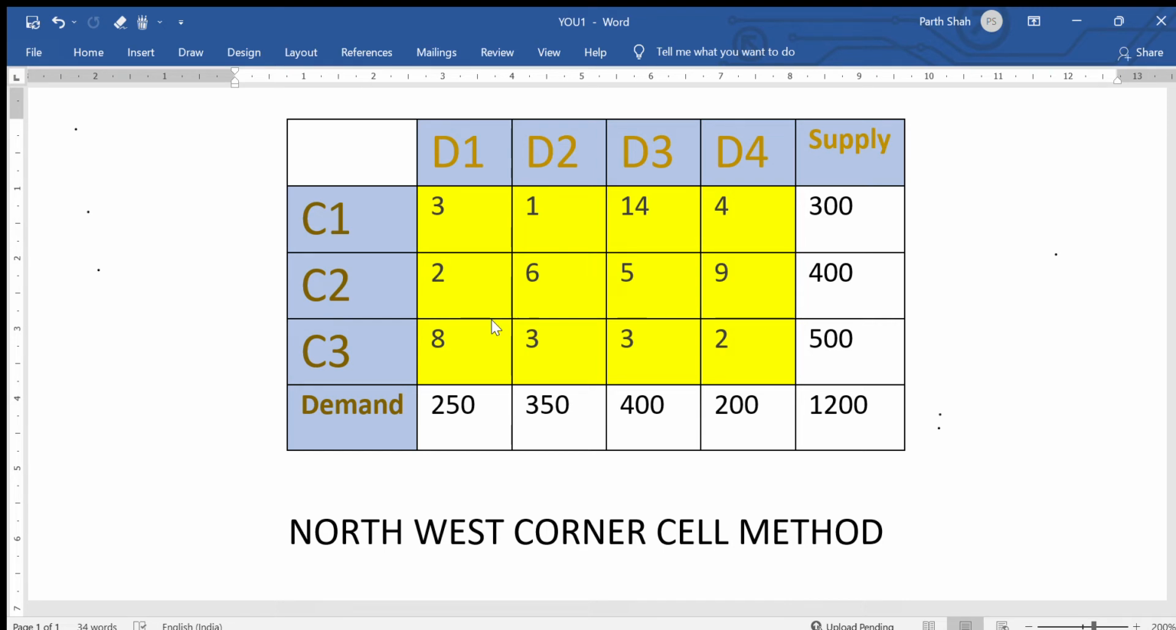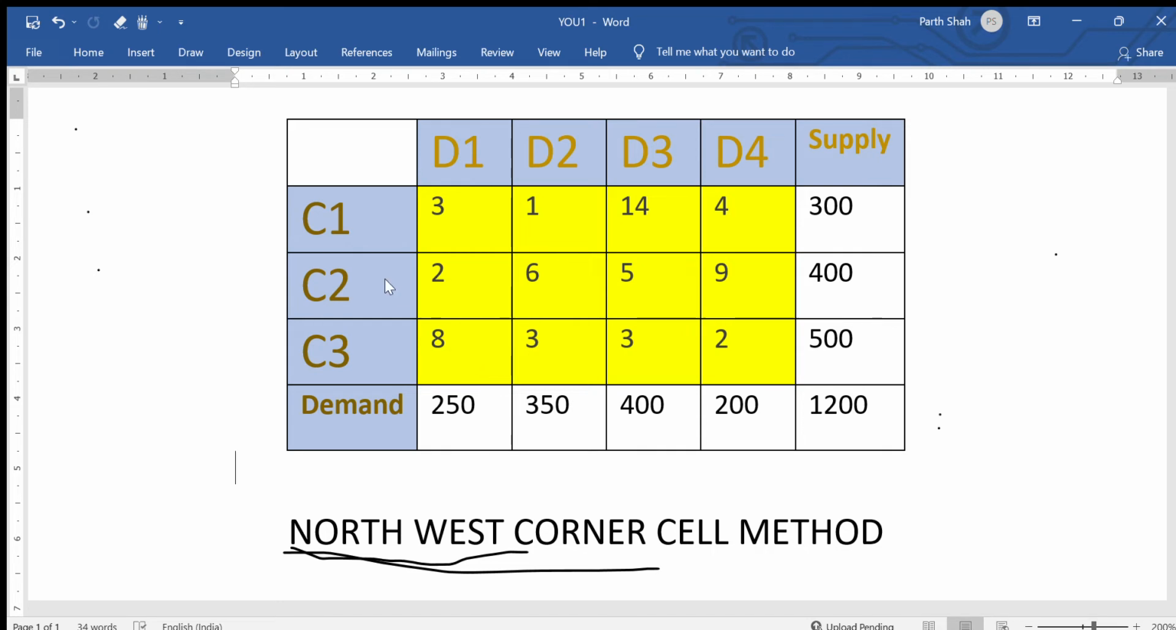I am Parth Shah. In today's video, we will discuss the topic of operations research, that is the transportation problem, and we will solve a cost matrix using the northwest corner cell method. Guys, this is our cost matrix, and we have to find the feasible solution of this transportation problem using the northwest corner cell method.